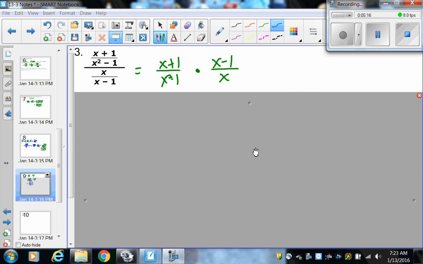Okay, so on example 3, hopefully you kept the first fraction the same, so x plus 1 over x squared minus 1, change division to multiplication, and then flip the denominator, so that's going to be x minus 1 over x. Then if you notice, this first denominator is factorable. It's the difference of squares. So if we factor this, this is really x plus 1 times x minus 1.